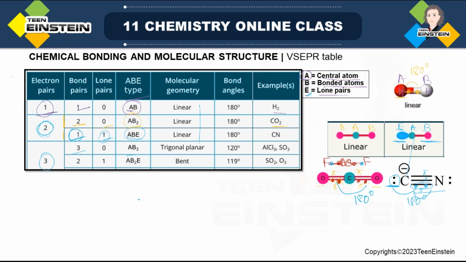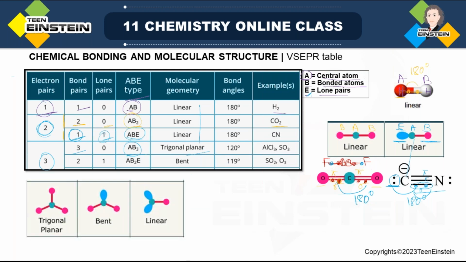Okay. Now we have reached electron pair 3, and under this the first possibility is if all the electron pairs are bond pairs. So the type will be AB3. And when it is AB3, geometry is trigonal planar. Okay. And we will see the picture. So you can see trigonal planar, all these angles are 120 degree. So if it is A, this is B, this is B, this is B. So this is trigonal planar.